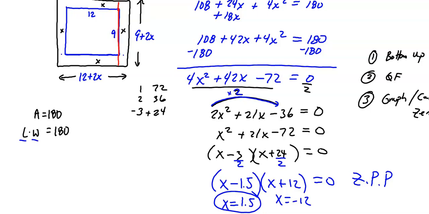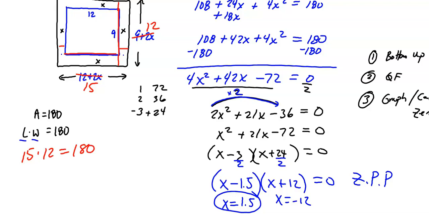1.5, so plus 3. So this is really going to be 12. And going the other way, it's going to be another 1.5 plus 12. So that's 12 plus 3 would be 15. And 15 times 12 is 180. So we're good to go.